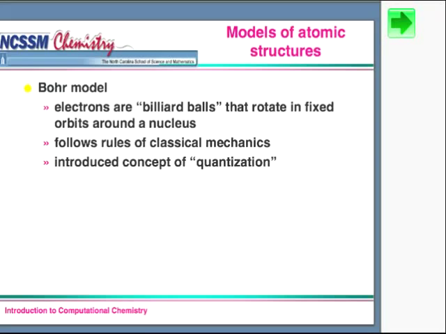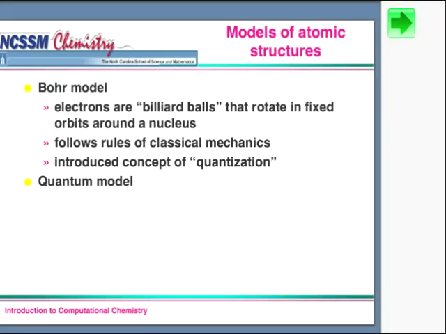Okay. What Bohr did do in his model, which has been proved to be very wrong, as you'll see here momentarily, is he did introduce the concept of quantization, that being that these electrons have to have a very specific amount of energy. We find them in specific places in the atom or molecule, and that's the idea of quantization.